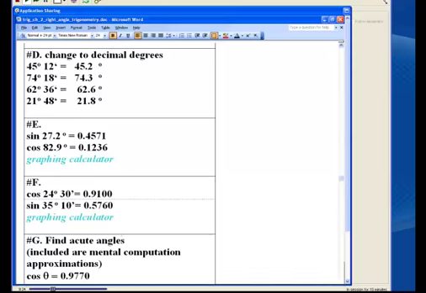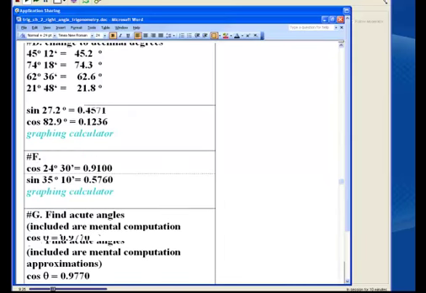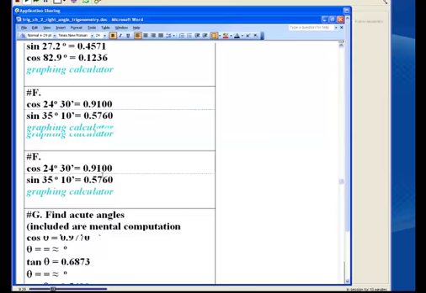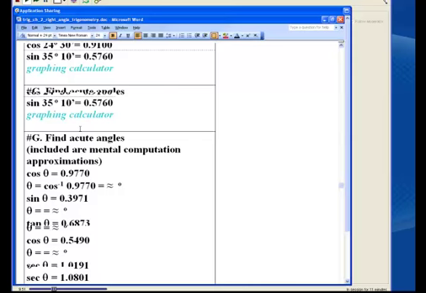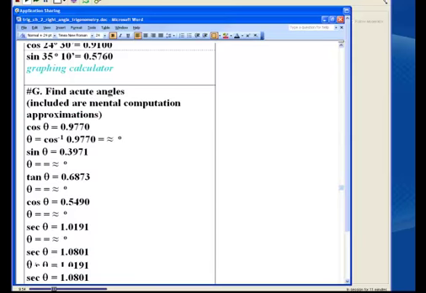Okay, let's see. Find acute angles for the next exercises. And what I wrote here is included are my mental computation approximations. All it means is that I plug this into my head and come up with an approximation. I just have to find the right page in the book in order to do that. Okay, so theta equals inverse cosine of 0.9770, and as I said, I'll do that in a little while on the calculator.